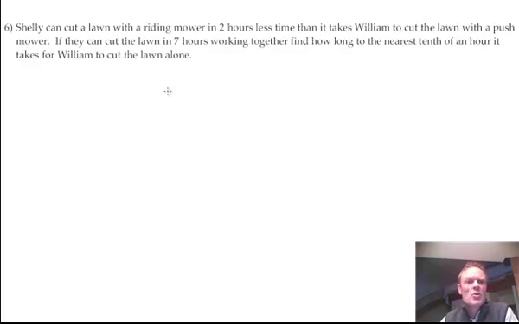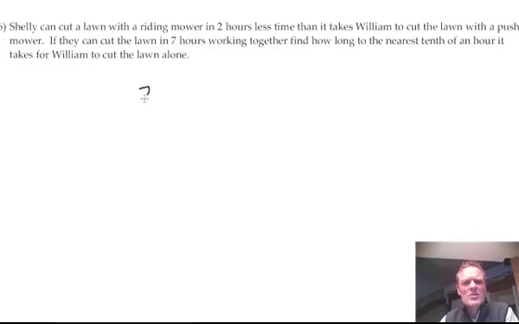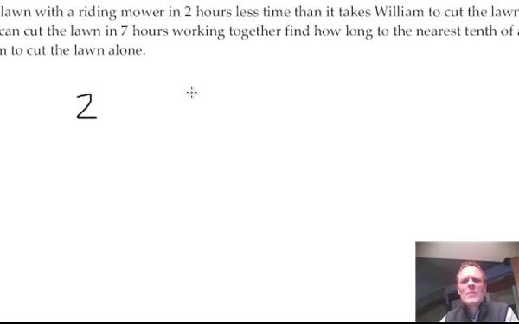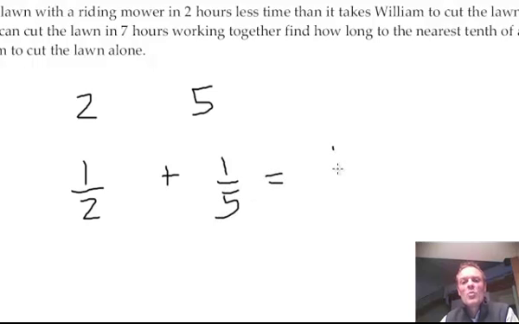Now, Shelley can cut a lawn with a riding mower in 2 hours less time. Now, remember these questions. If Shelley can do it in 2 hours, and William can do it in, say, 5 hours, how long will it take them to work together? Remember doing this? We did 1 over 2 plus 1 over 5 equals 1 over t.